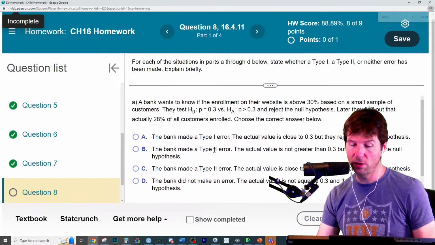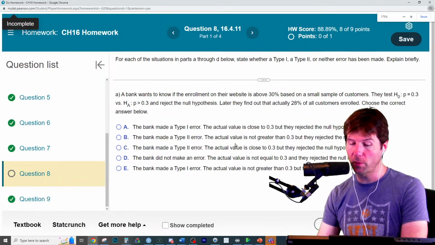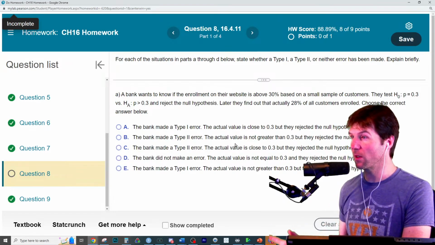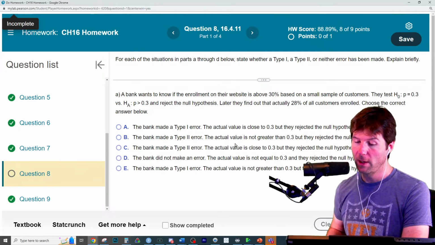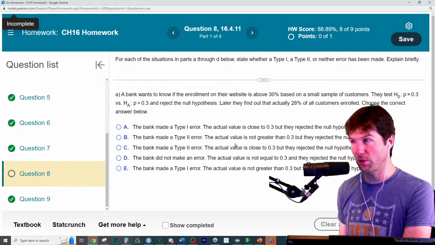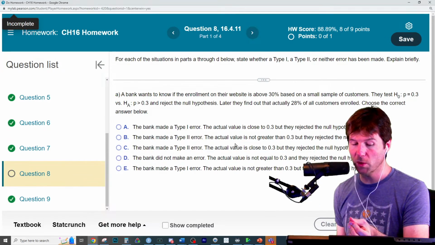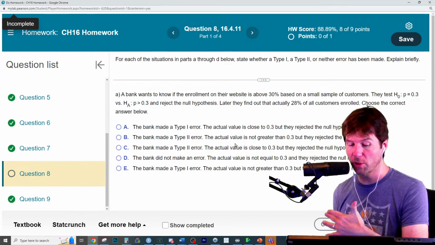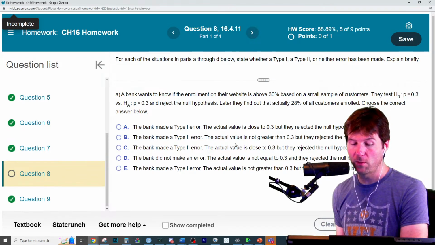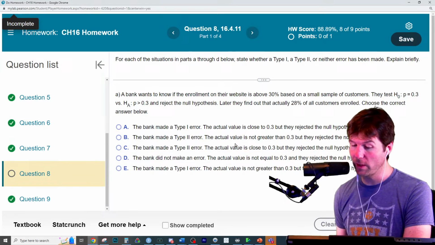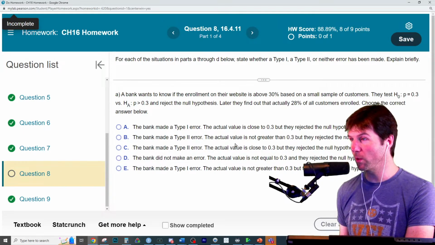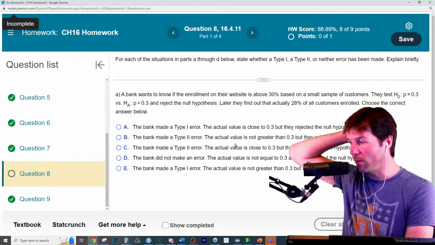A bank wants to know if their enrollment on their website is above 30%. So that's the evidence we're looking for. Based on a small sample of customers, so very small sample size, the test has the null: the proportion of customers is equal to 30%, versus the alternative: the proportion of customers is greater than 30%, and rejected the null hypothesis. Later, they find out that it's actually 28% of all customers enrolled. Choose the correct answer below.